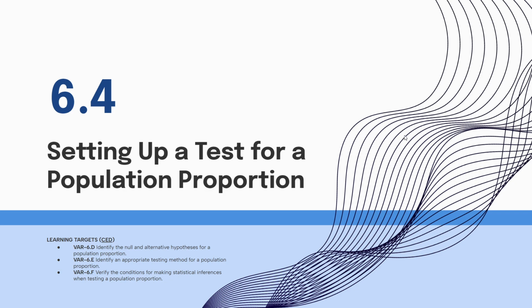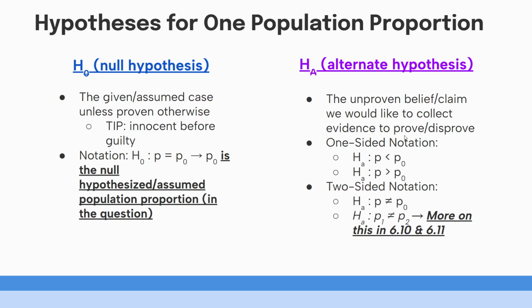Let's do this. So when you're comparing different kinds of hypotheses, you have two kinds. You always start out with the null. The null is the given or assumed case until proven otherwise. So it's just the given or assumed case, the case that you assume until it's proven otherwise. So think of it as innocent before guilty. So you always assume that this value is true. You always assume the null hypothesis is true until you test otherwise.